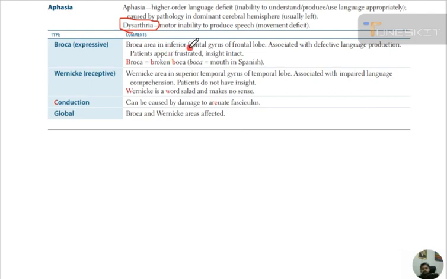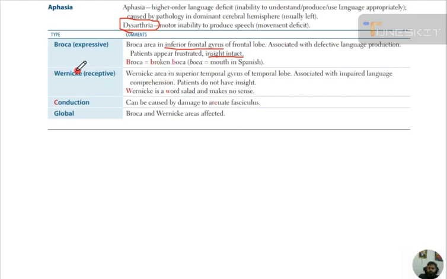Broca area is the inferior frontal gyrus of the frontal lobe. This is the location of Broca, associated with defective language production. The patient appears frustrated, but insight is intact. Insight means the patient can understand what he is listening to or the question he is being asked, but he is unable to make an answer or answer the question.